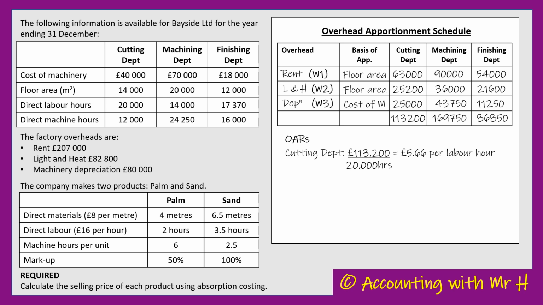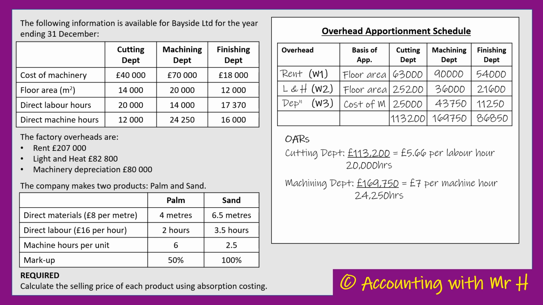Then I'm going to do the machining department. It uses 14,000 labour hours and 24,250 machine hours. So this department uses more machine hours, perhaps not surprising as it's the machining department. So this department is what we call capital intensive. Same idea, but this time using the machine hours. Overheads divided by 24,250 gives me an OAR of £7 this time per machine hour.